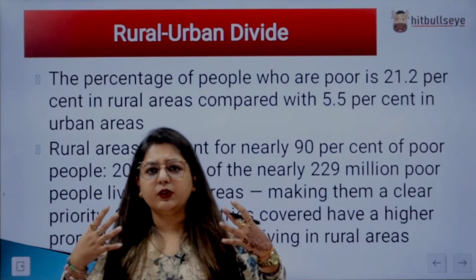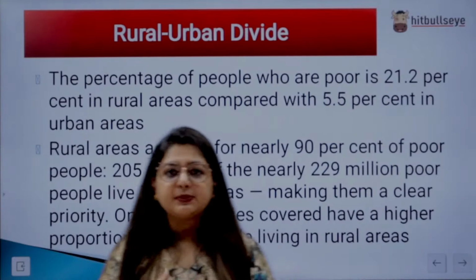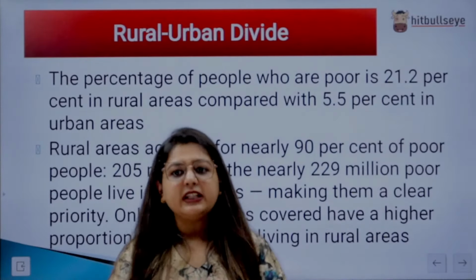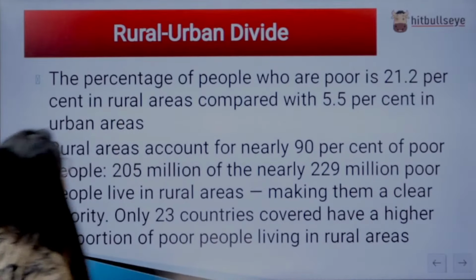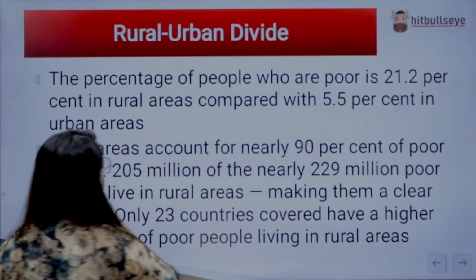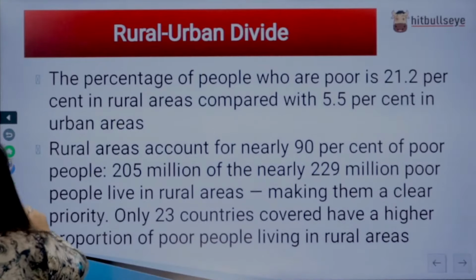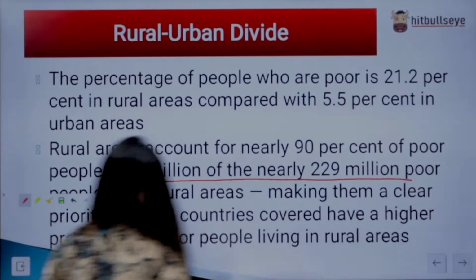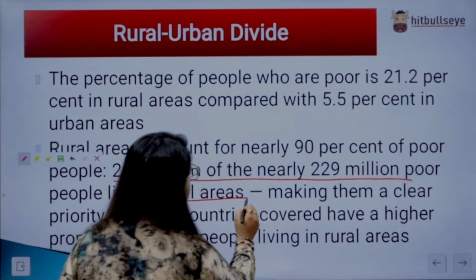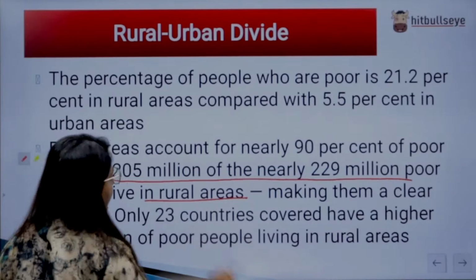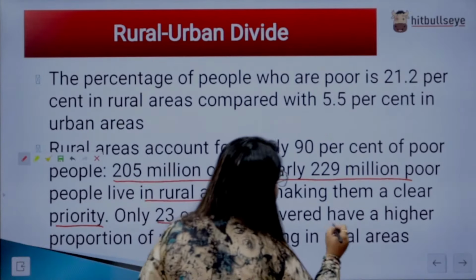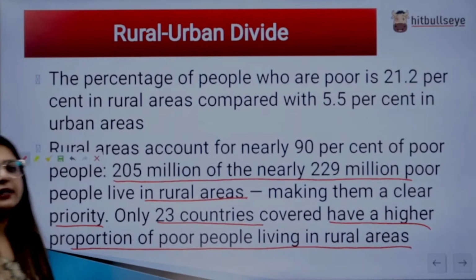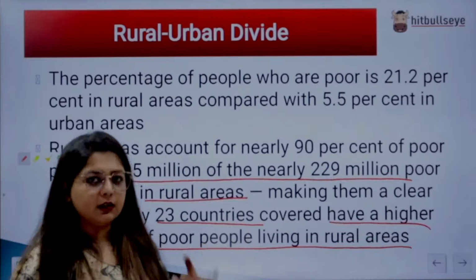So if we work on these gaps in a way that we can replicate the urban models in the rural areas as well, this poverty can be narrowed down. Then next, the rural areas account for nearly 90% of the poor people. Nearly 205 million of 229 million poor people live in the rural areas, making them a clear priority. And only 23 countries covered have a higher proportion of poor people living in the rural areas. So this is again a very contrasting data.